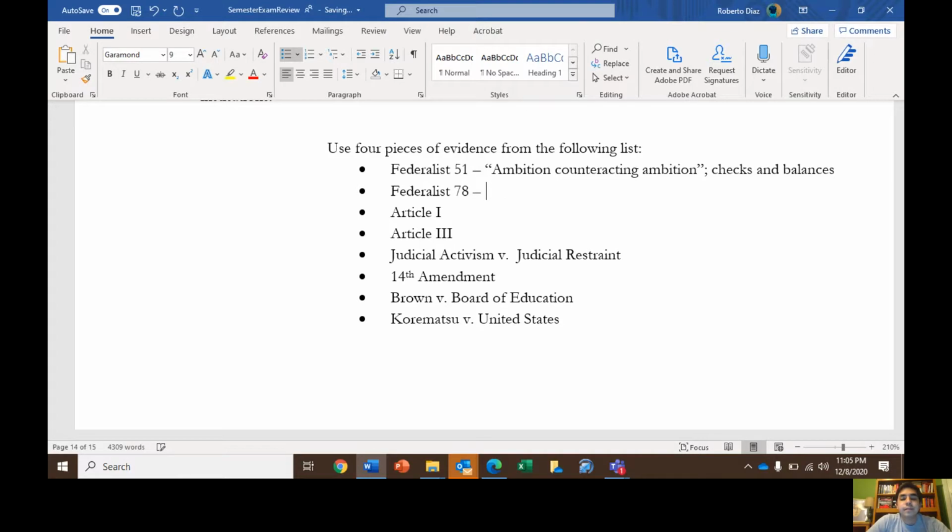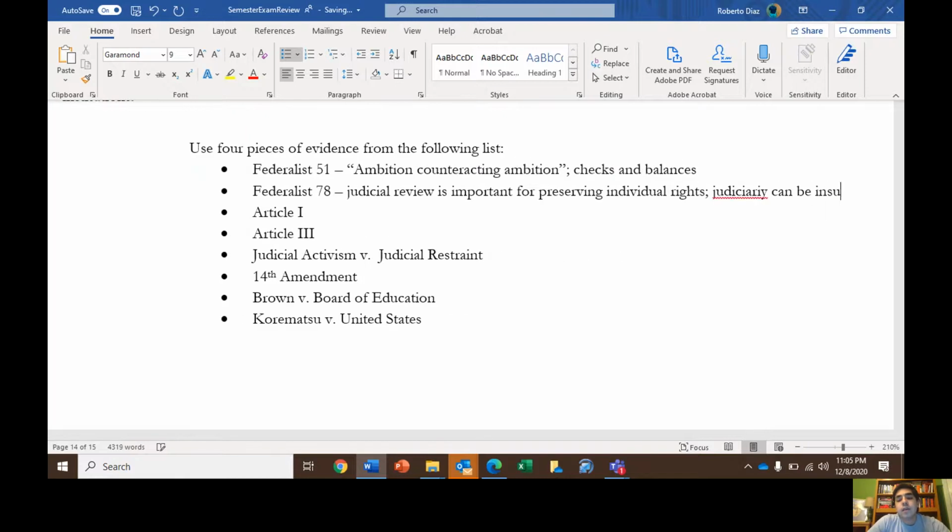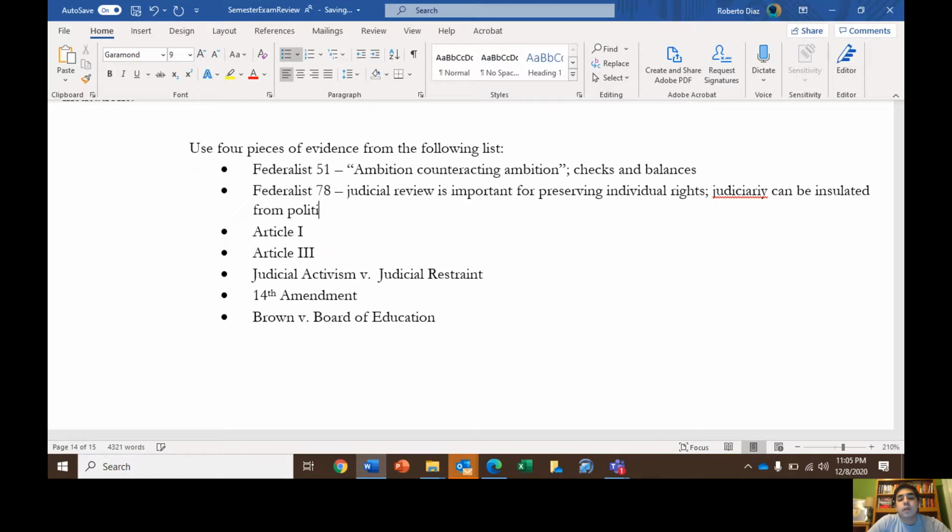Federalist 78 talks about the importance of judicial review, which is generally important for preserving individual rights. The judiciary can be insulated from political whims and fads with life tenure, and it's supposedly the least dangerous of the branches. You can include so many different elements conceivably in your essay about the effectiveness of judicial review.